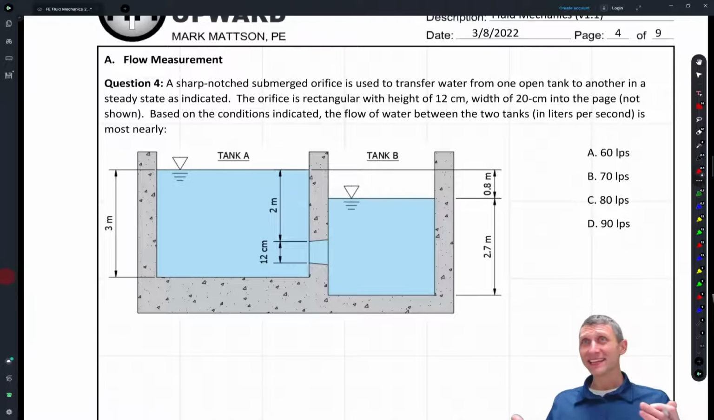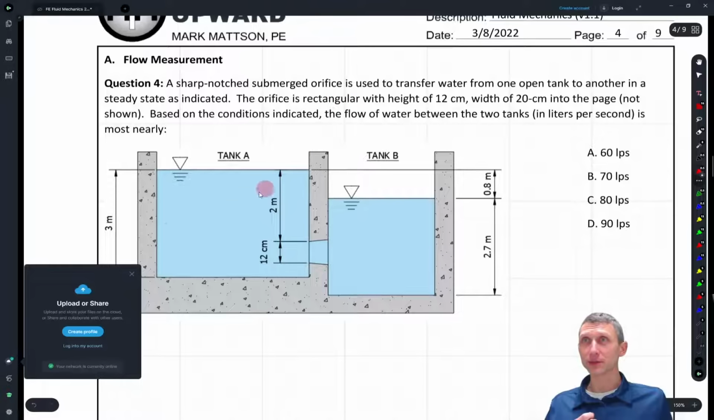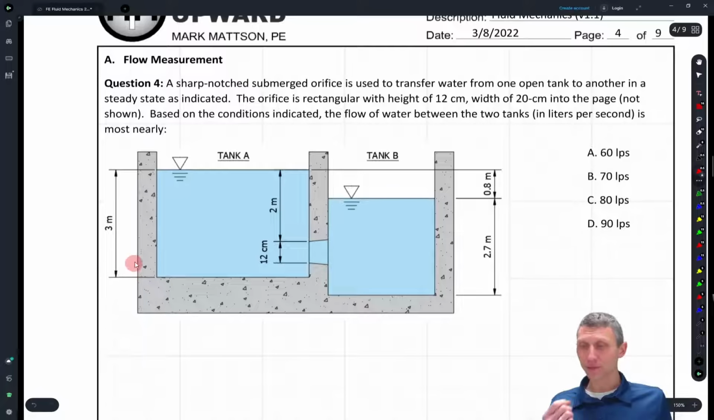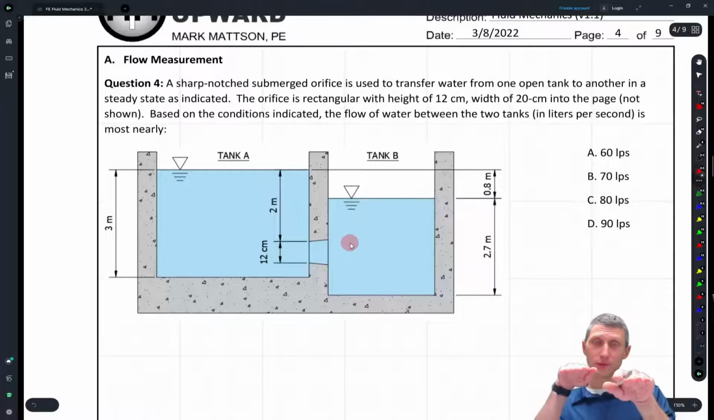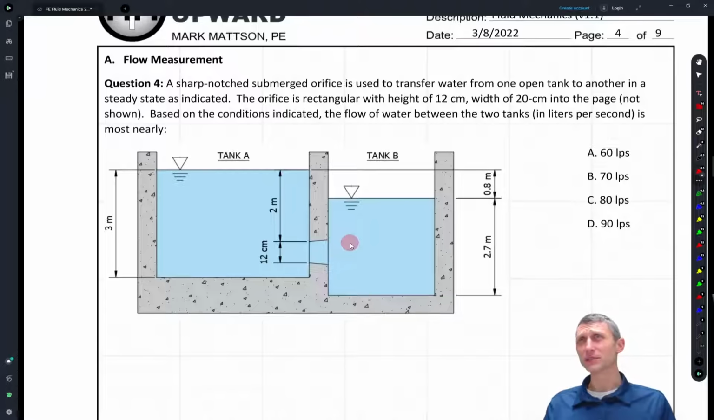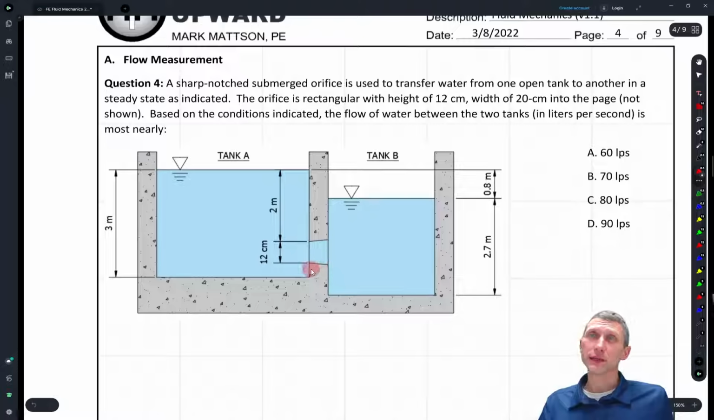So here is a similar kind of thing. We have a sharp notched submerged orifice, transferring water from one tank to another. Maybe you have two open channels on 2 different planes, and you're taking water from one and putting it into another. We have this orifice, and maybe there's a gate in front of it, sometimes, and sometimes not. But you want to transfer water.